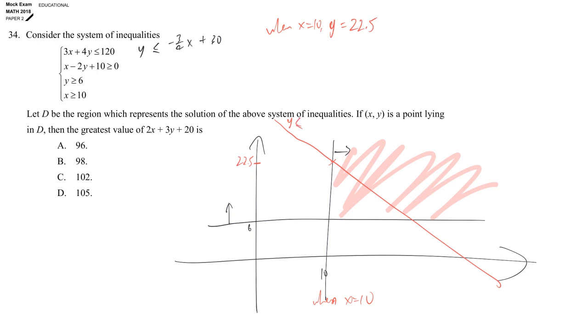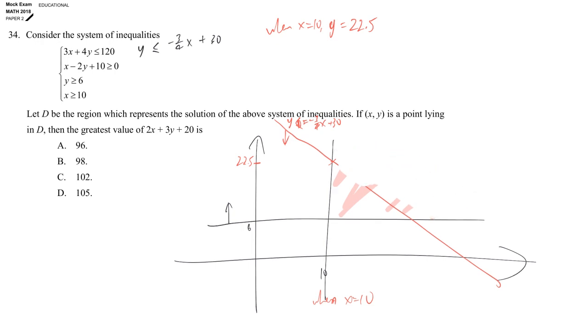This is y smaller or equal to negative 3 over 4x plus 30. And then we are looking downward. So now this region is no longer feasible. Only this region we can choose. And then similarly, we are going to consider the last line.